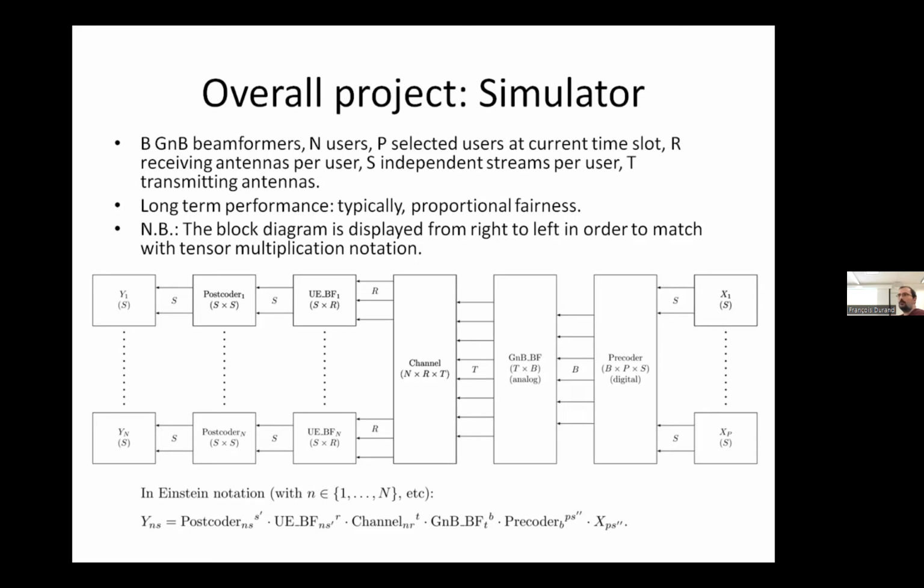A lot of studies assume N and B are kind of the same, so that you can serve all users at every time step. But I think in many cases, that's not a good assumption. So we're really trying to look at situations where N is much more than B, so that there's actually a non-trivial scheduling problem. There are a million papers on hybrid beamforming, but fewer which have that scheduling. In particular, the main motivation of the simulator is to investigate at the same time the precoding, the analog beamforming, and the user selection aspect.